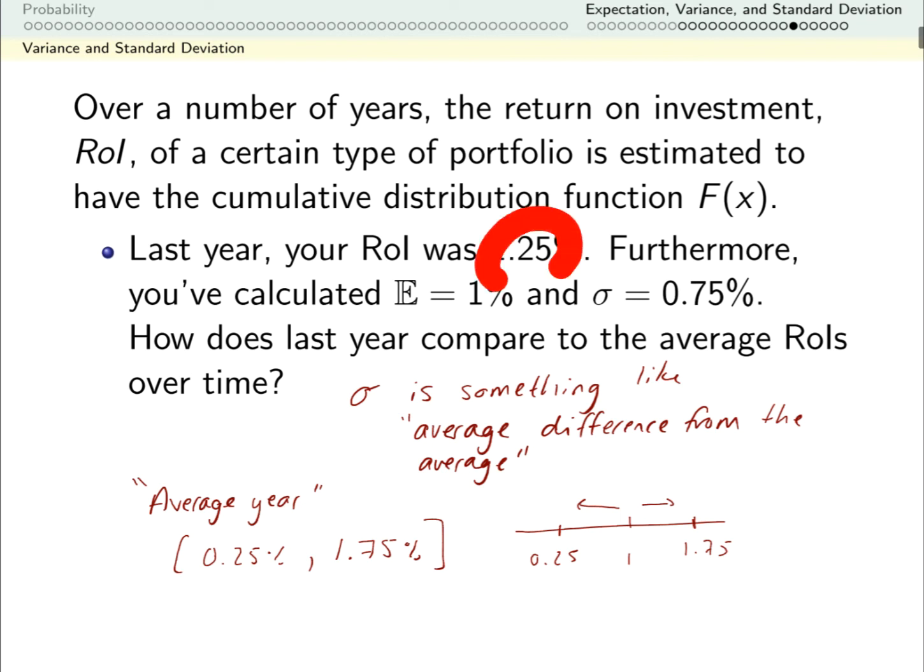So we're a bit above average, but not an unprecedented amount. If we were at 2%, that would be a super good year. 1.25% is within a standard deviation of average, so we would call that a fairly average year.